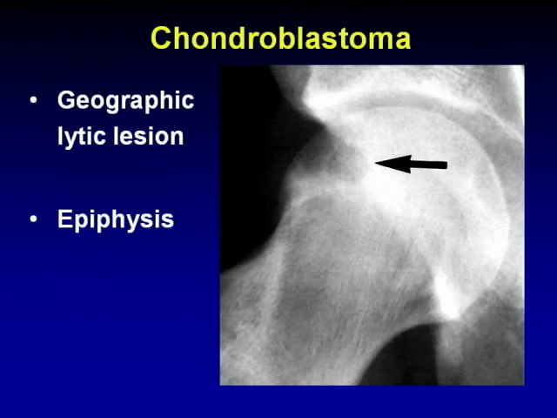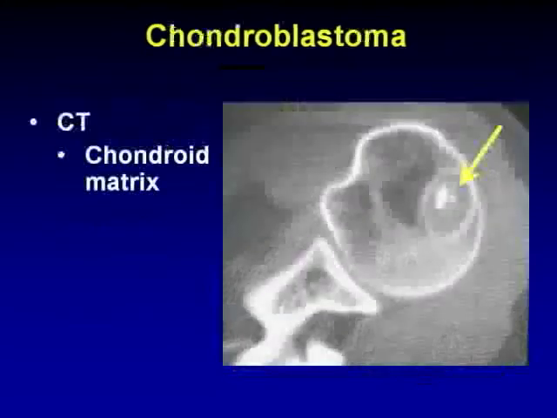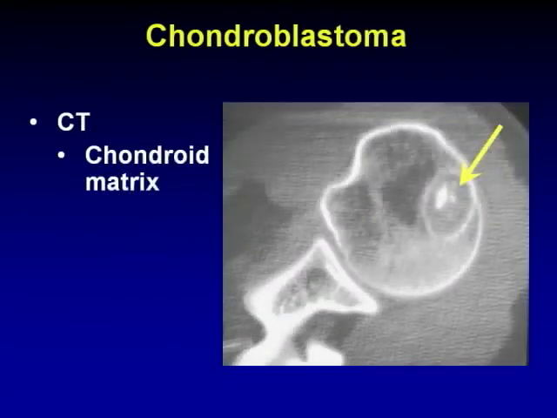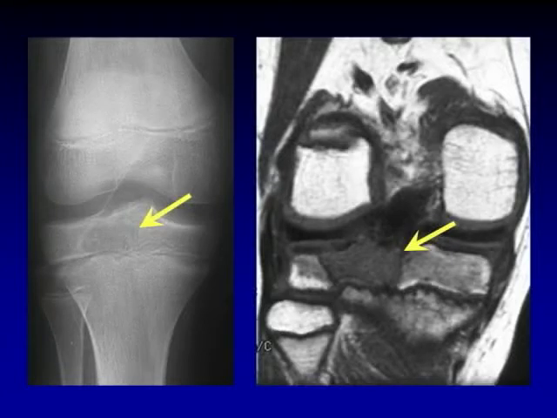They're seen as a geographic lytic lesion. Here, this isn't a subchondral cyst. It's subtle, but you can see that there's no OA in this joint. This is a young patient with an epiphyseal lesion. Chondroblastoma, a characteristic diagnosis. On CT, we might see chondroid matrix as well as a thin surrounding margin of sclerosis. Again, a characteristic location, the epiphysis of a young patient, chondroblastoma.